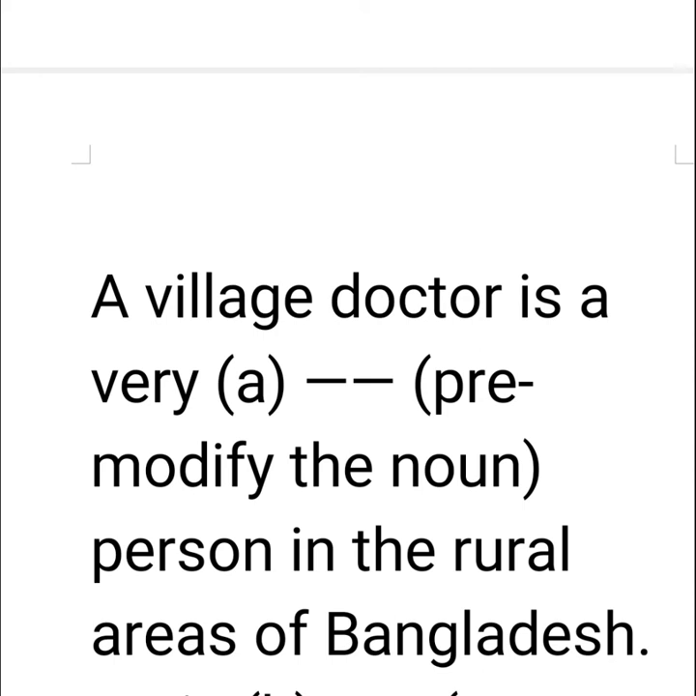Okay, dear learners, there is a passage with gaps. A village doctor is a very dash person in the rural areas of Bangladesh. Dear learners, you have to know the indication first. Pre-modify the noun. Person is a noun here, so you have to pre-modify the noun. So you can write down here adjective. Think first what type of words can be set up here. Of course, adjective. A village doctor is a very familiar person in the rural areas of Bangladesh.